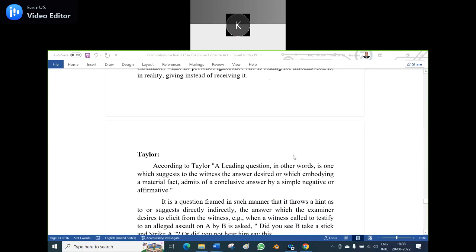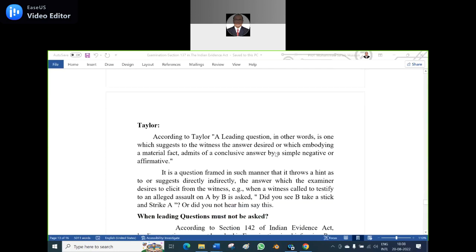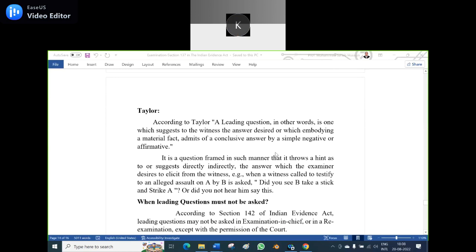Taylor is one of the authors. I quote: a leading question, in other words, is one which suggests to the witness the answer desired, or which, embodying a material fact, admits of a conclusive answer by simple negative or affirmative. As the answer should be either yes or no, negative means no, affirmative means yes. I unquote. That is the definition Taylor has given.